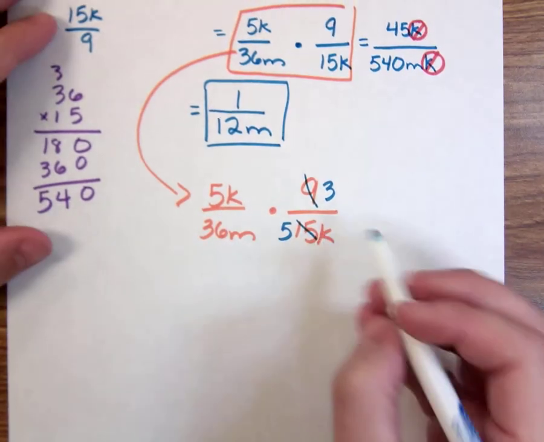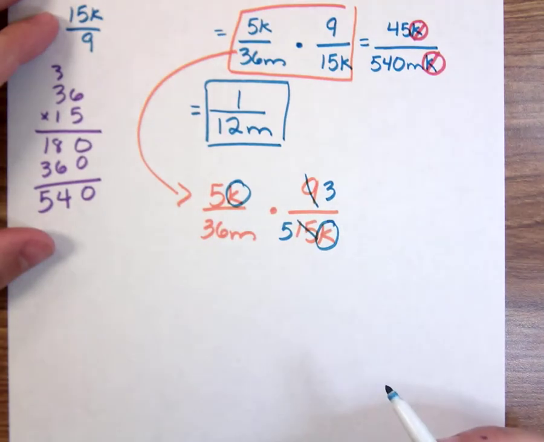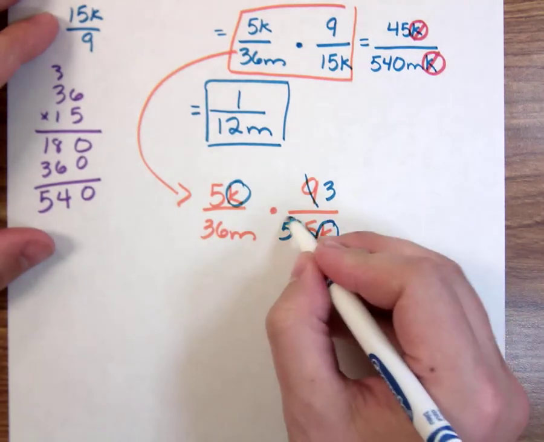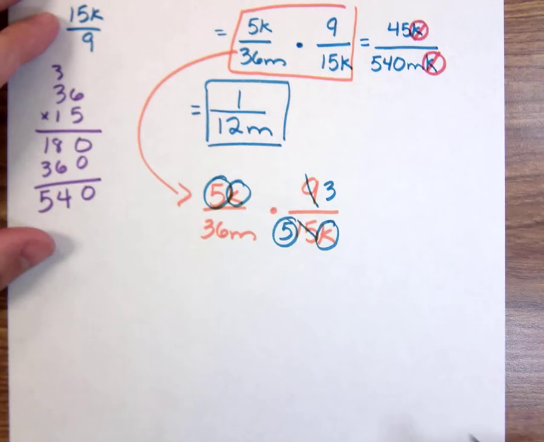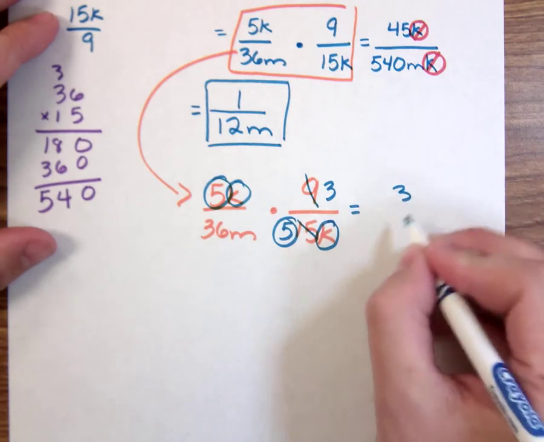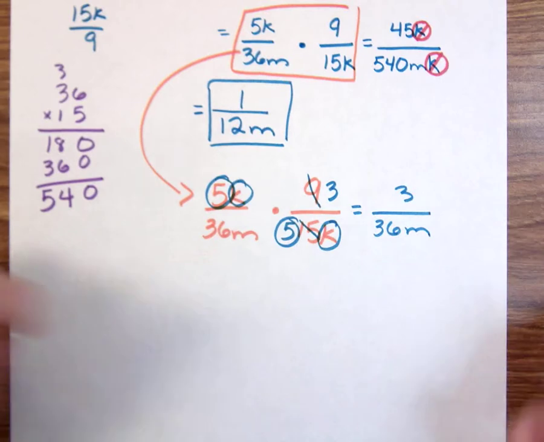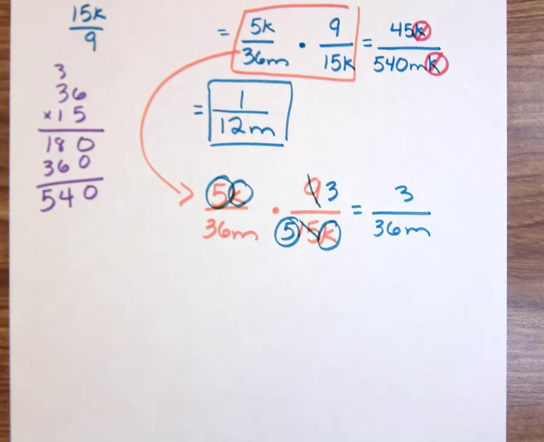And then look, I can cancel those k's. And I can cancel these 5s. Now it's really easy because on the top I just have 3, and on the bottom I have 36m, which is 1/12m. So if you try to do a little bit of canceling before you start doing all this junk, you can sometimes save yourself a little bit of pain and suffering.